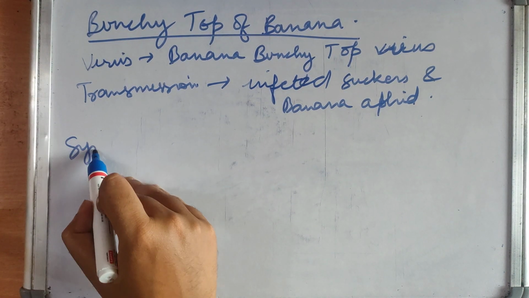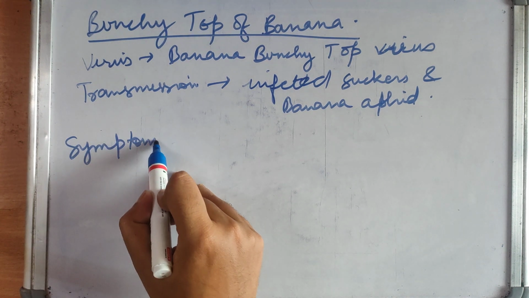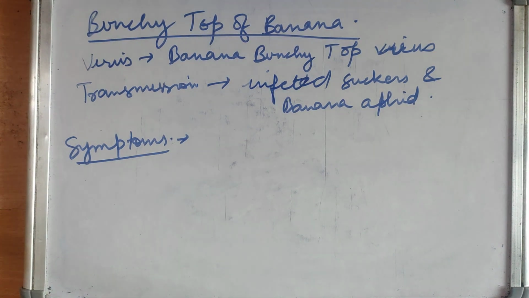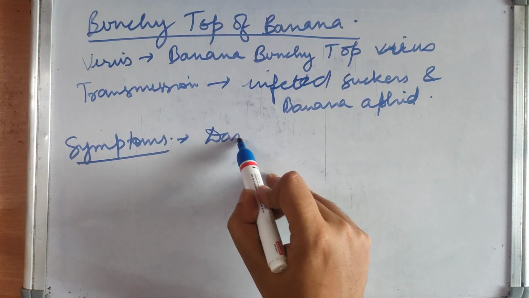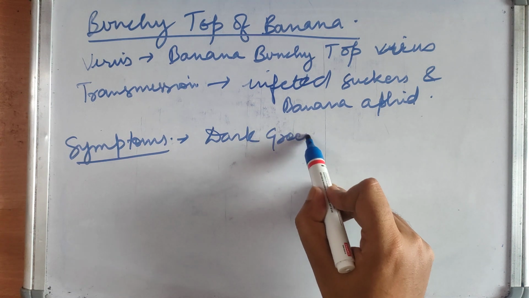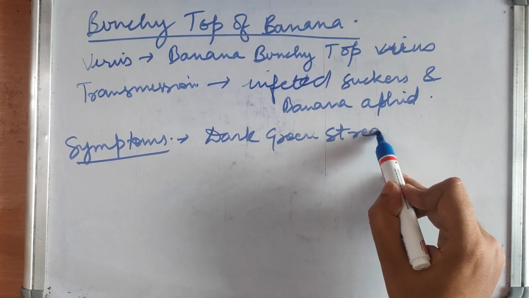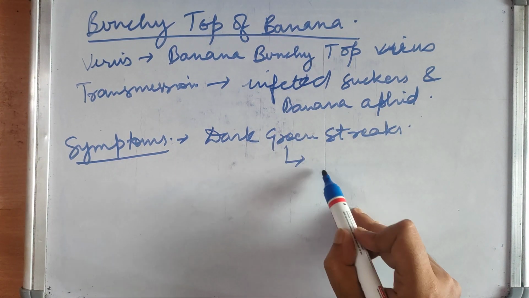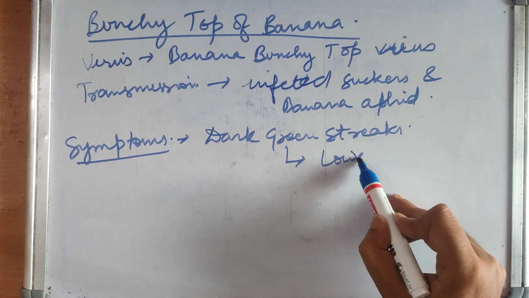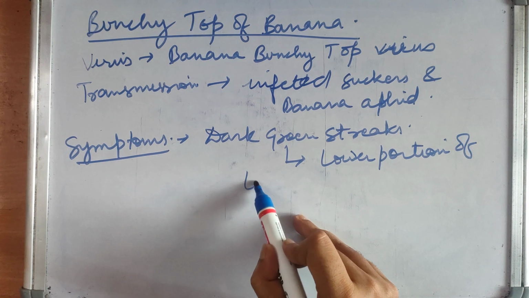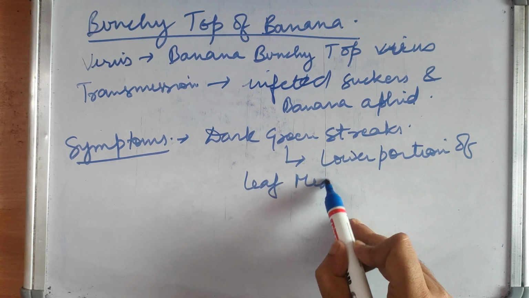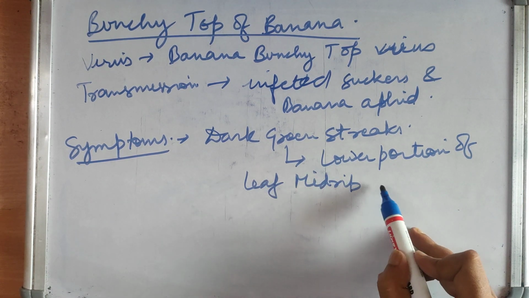What are its symptoms? Initially, dark green streaks appear in the veins of the lower portion of the leaf, the midrib and the leaf stem.